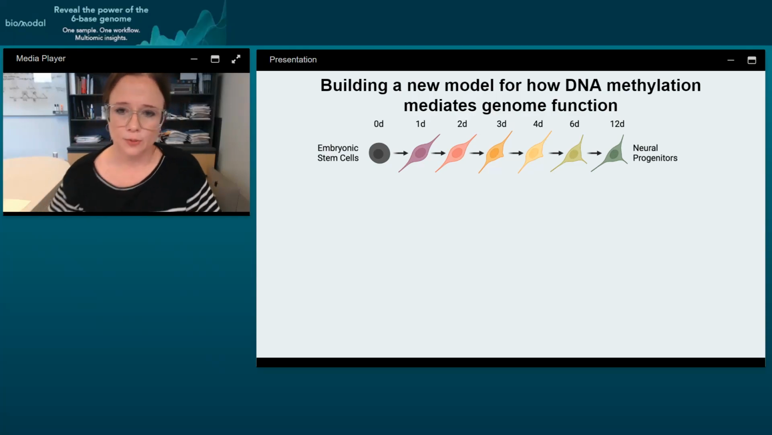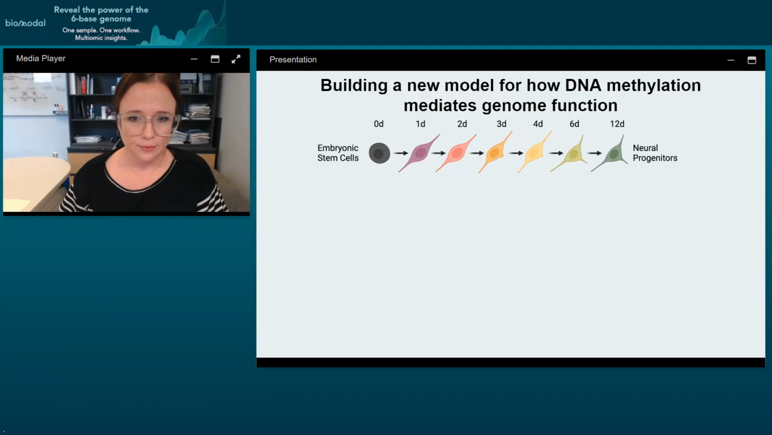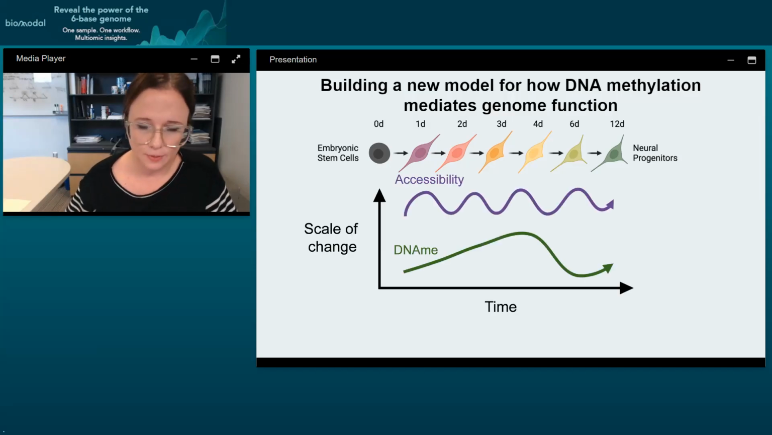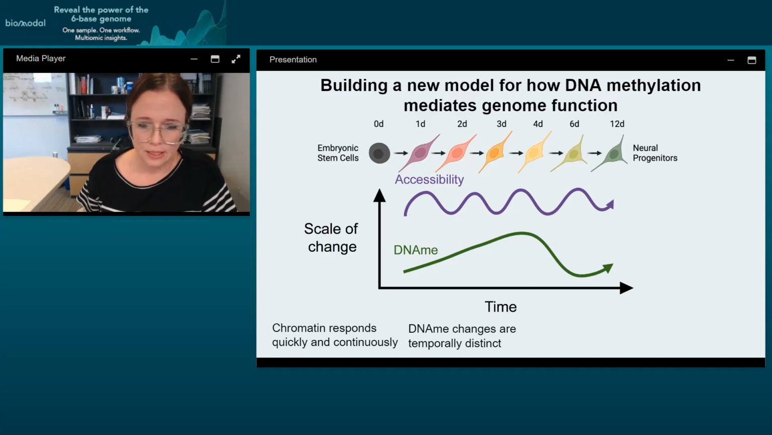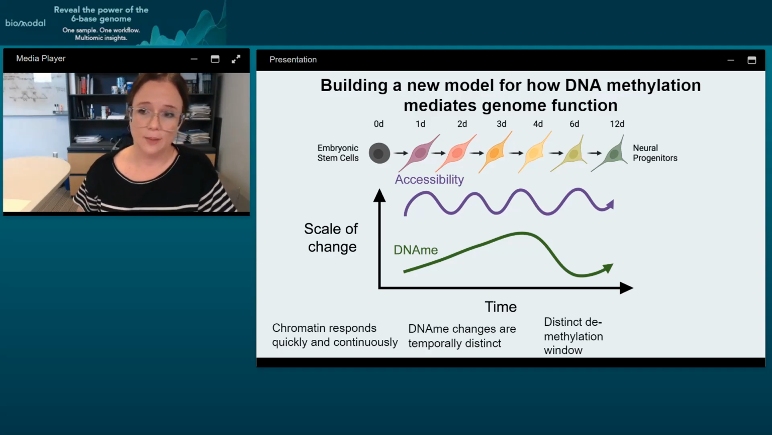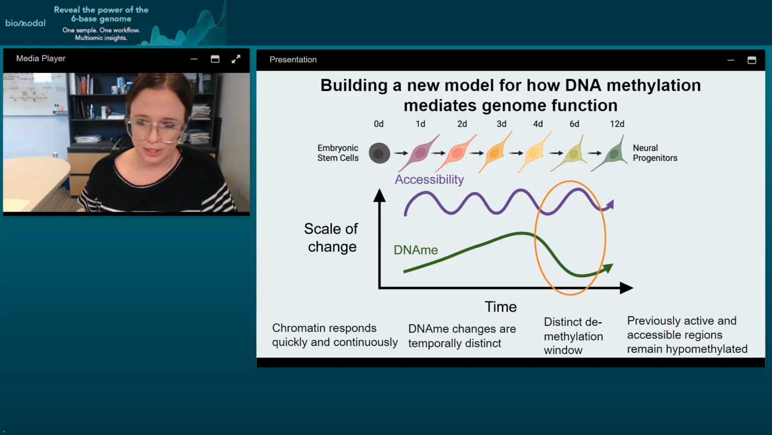So just to summarize what I've shown you so far, here's where we are currently with our new model of how DNA methylation mediates genome function. We have our time course, we have our time points, and we're looking at changes in accessibility and DNA methylation over time. We observe that chromatin responds very quickly and continuously, and transcription of genes associated with these sites also responds quickly and continuously over the time course. But DNA methylation changes are very distinct temporally from these changes. In fact, distinct DNA methylation changes are happening during a specific window of time, delayed relative to the chromatin changes. And another important observation is that previously active and accessible regions remain hypomethylated as a record of what happened to them in prior gene regulation events.